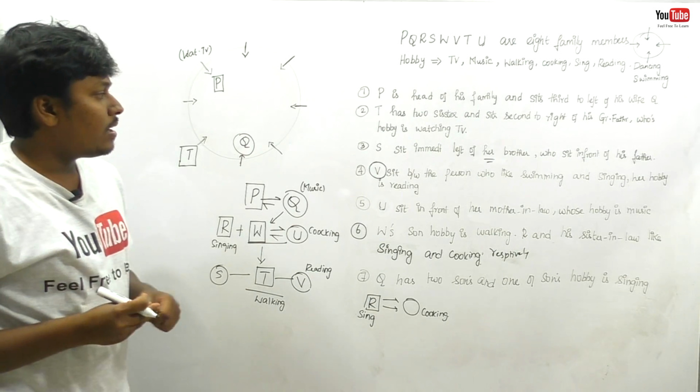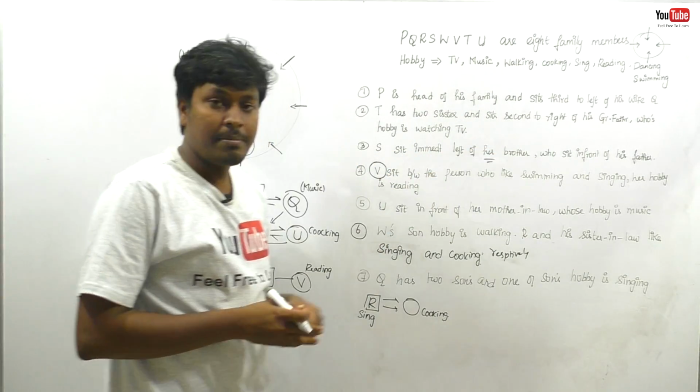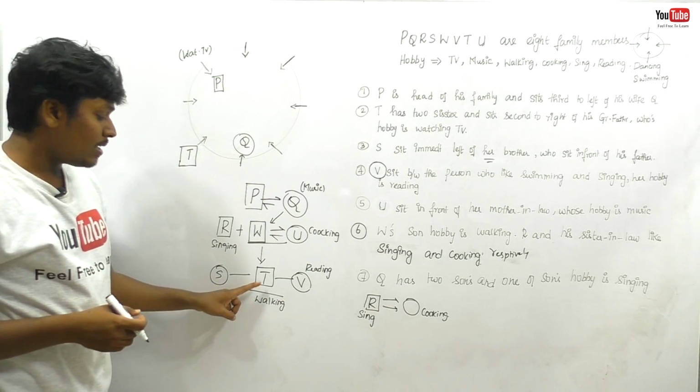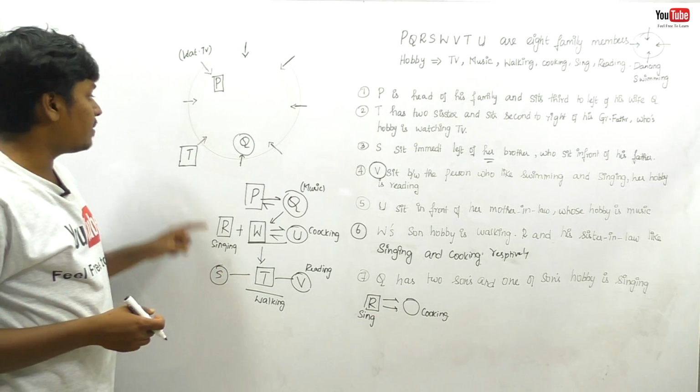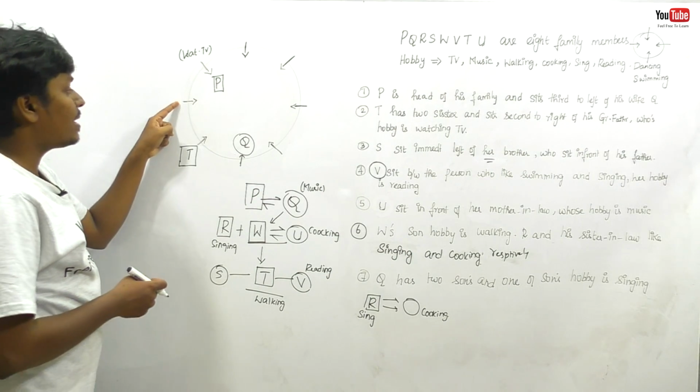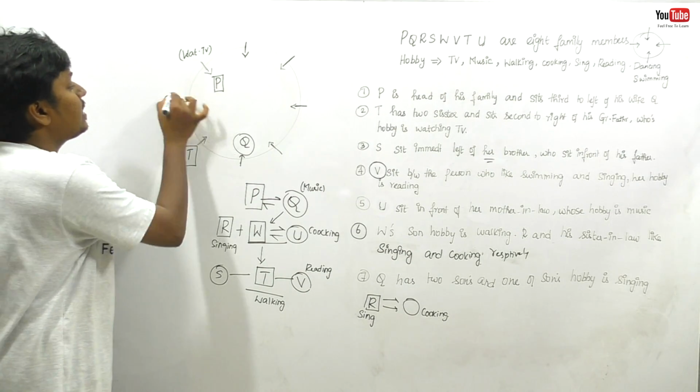See here, friends, we know that S sits immediately left of her brother, right? Who is S's brother? T. So on the left hand side of her brother, S should come. So we know that T is the brother, and on the left hand side of the brother, S should come. So S should definitely come here.